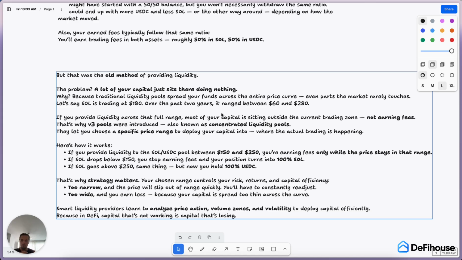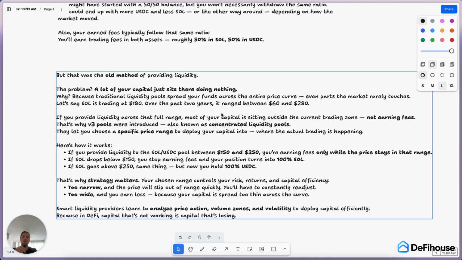Concentrated liquidity pools let you choose a specific price range to deploy your capital into, where the actual trading is happening, right? So here's how it works on a high level, just as a theory, and later on we will go into the actual practice stuff.